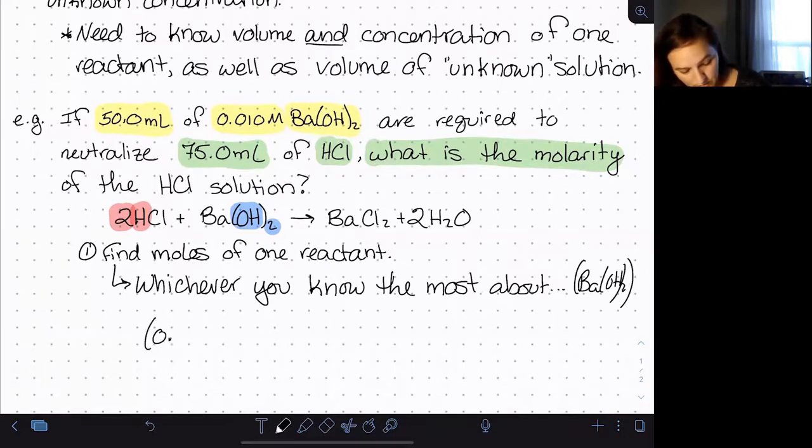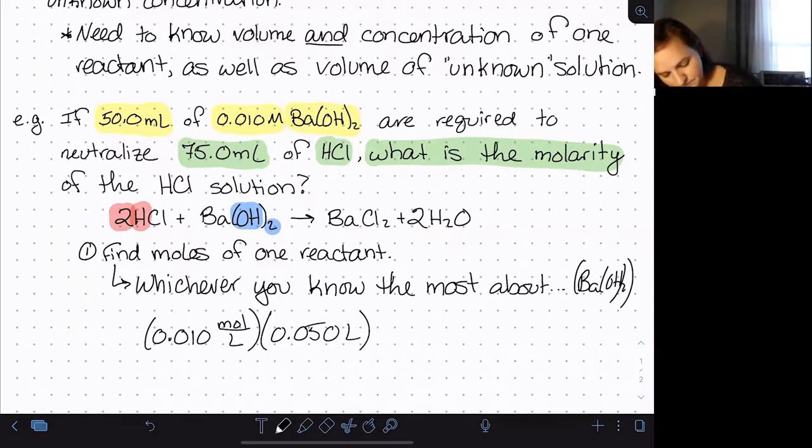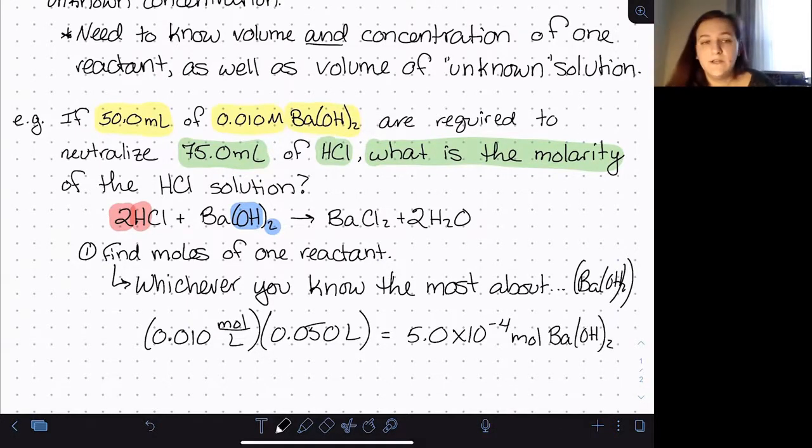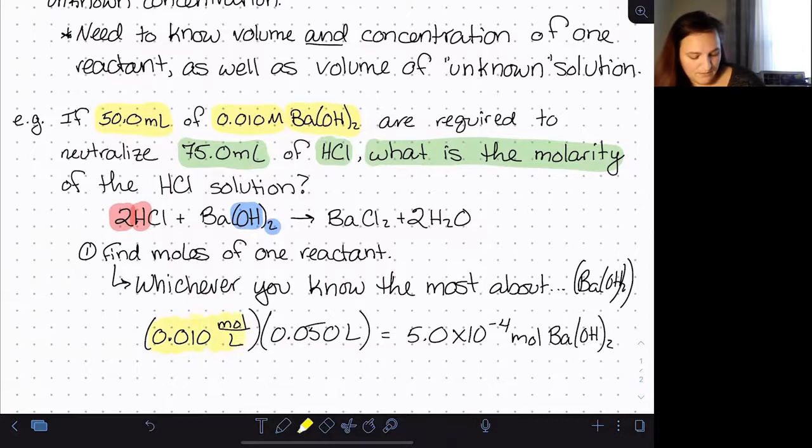Remembering that molarity is moles per liter, to find the number of moles, we just need to multiply by the volume in liters. So 0.01 times 0.05 is going to be 5 times 10 to the negative 4th moles of barium hydroxide that reacted in this situation. So these numbers, again, are coming from what we were given in the problem, the molarity and the volume.